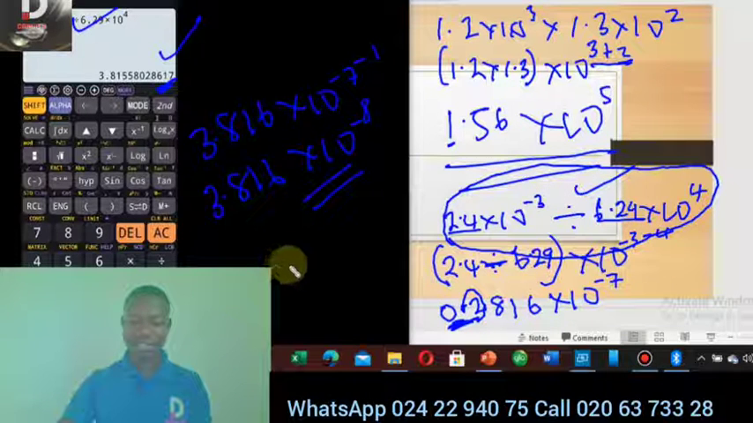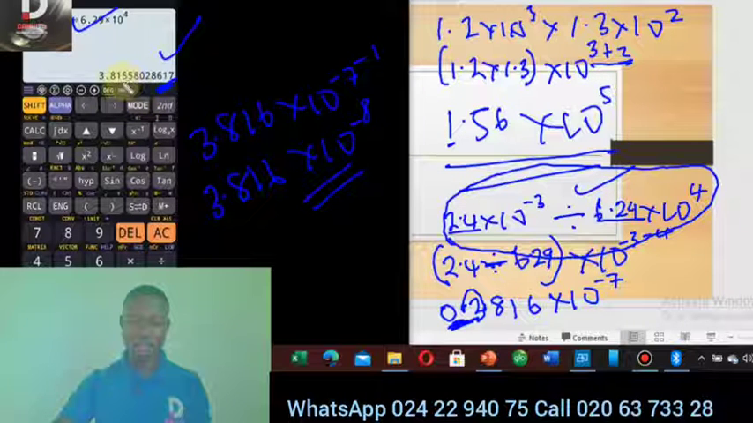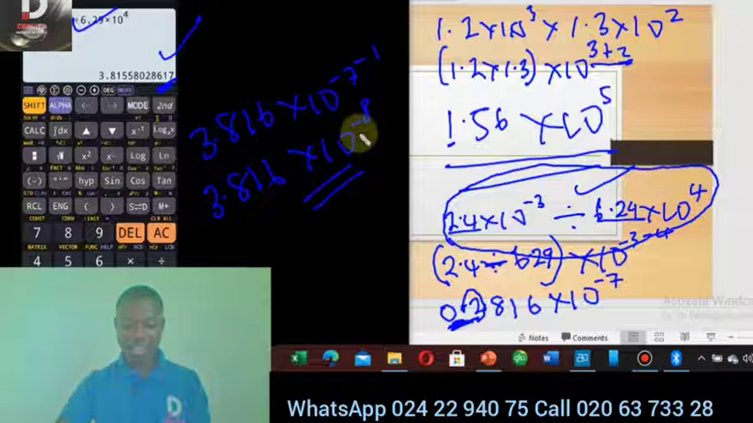Have you seen I've gotten my answer? Can you see it on the calculator? Watch. The answer is there. 3.81. Then I round it to 4 decimal places. Okay. Do you understand me? That is how it works. So you can get it straight away.